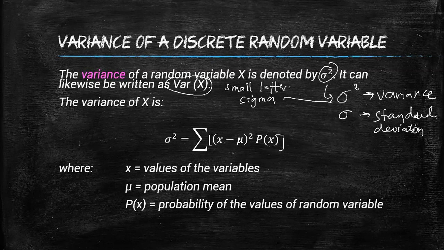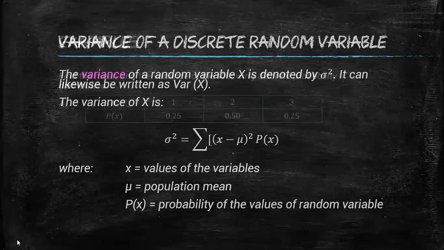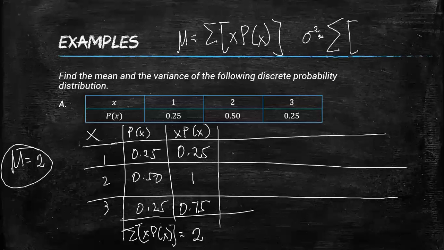So obviously class, kung mapapansin nyo, may mu dito. So para makuha natin yung variance, kailangan natin yung mu. Okay? Kailangan hanapin muna yung mean. So yun. Ngayon, yan na yung formula natin. Same value lang din, same variables din, kaso may mu lang. Okay? O sige, balik na tayo. Ang formula natin for variance is sigma squared is equal to the summation of x minus mu squared times p of x.